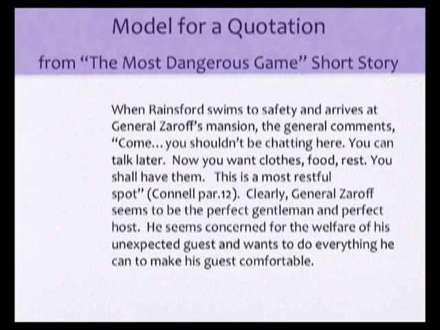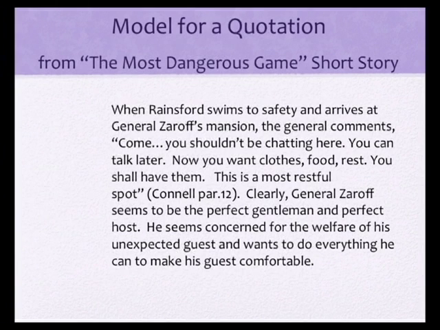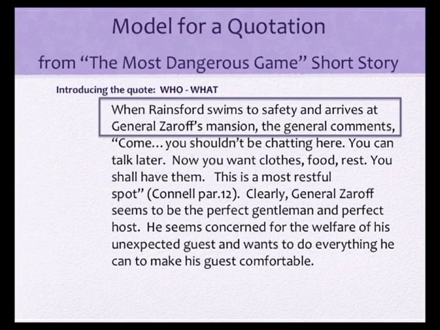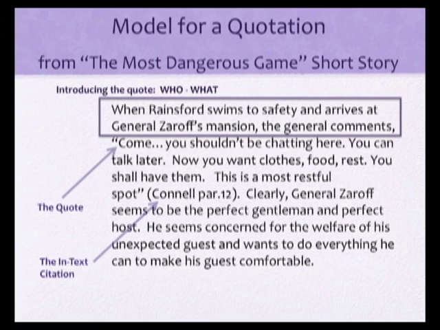He seems concerned for the welfare of his unexpected guest and wants to do everything he can to make his guest comfortable. You have the introduction of the quote. Who are we talking about? What's going on? The quote, in quotation marks. The in-text citation with the end mark after the parentheses, and then the writer's commentary about the quote.